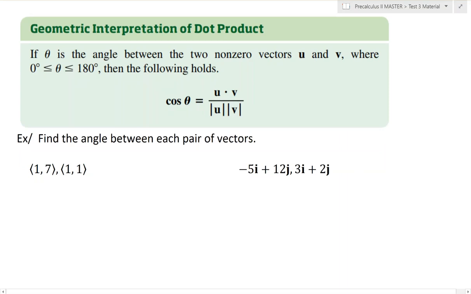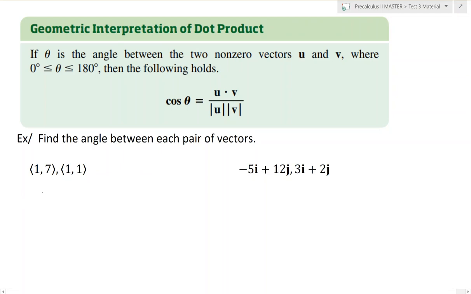And now the geometric interpretation of the dot product says that if angle theta is the angle between the two non-zero vectors u and v, where the angle is between 0 and 180, then the following holds. Cosine of theta is equal to the dot product of u and v divided by the product of the magnitudes of u and v. So we can find the angle between pairs of vectors very easily with this rule.